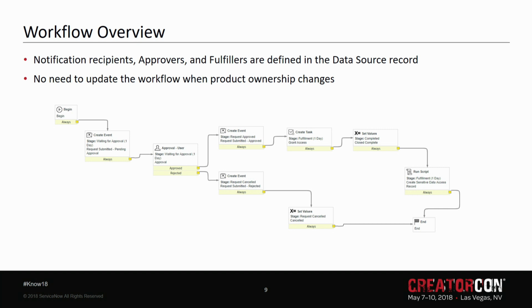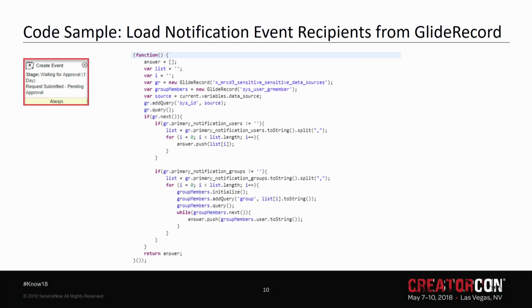So for my next couple of slides, I'm just doing some code samples for how this actually works within the workflow. How are we getting ServiceNow to actually look at that data source record and determine what I need to do? So for my first sample here, we're just looking at pulling in notification recipients from that data source record.